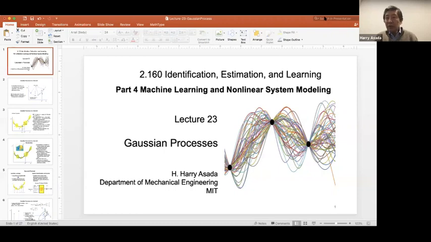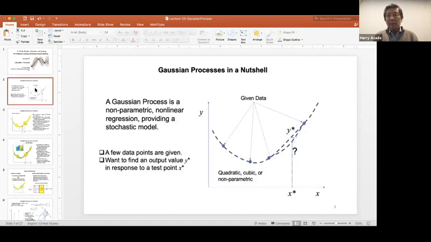So this is 2160, lecture 23 already, the Gaussian processes. This is a little challenging, so let me just make a simple case to explain Gaussian processes in a nutshell.